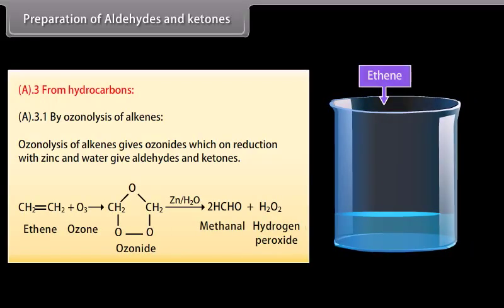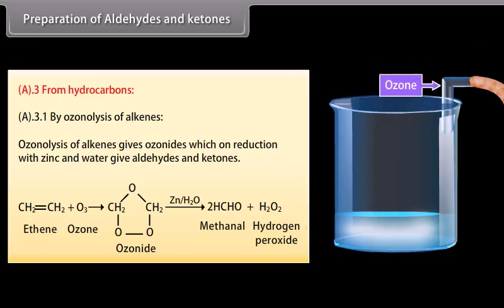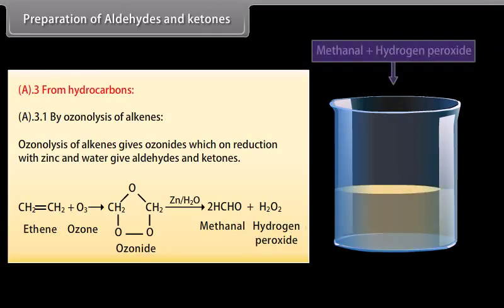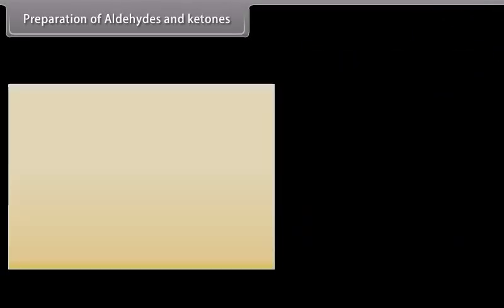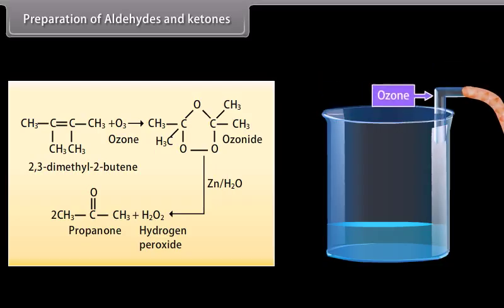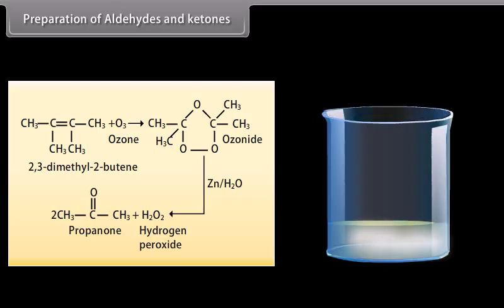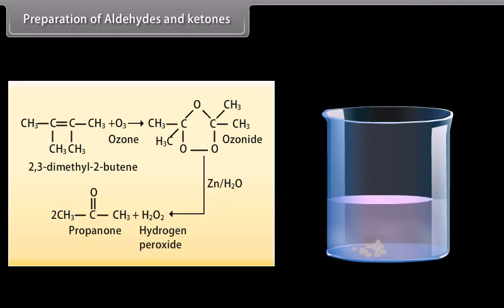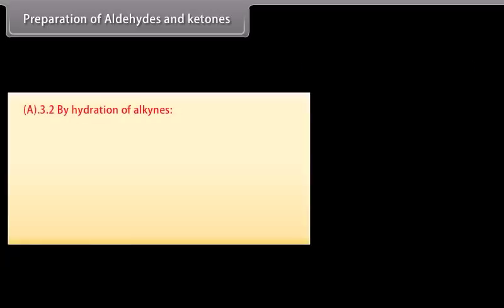Ozone gas reacts with ethene and forms an intermediate, that is ozonide, in which some zinc is mixed along with water and forms methanal and hydrogen peroxide. Ozone gas reacts with 2,3-dimethyl-2-butene and forms an intermediate, that is ozonide, in which some zinc is mixed along with water and forms propanone and hydrogen peroxide. By hydration of alkynes.